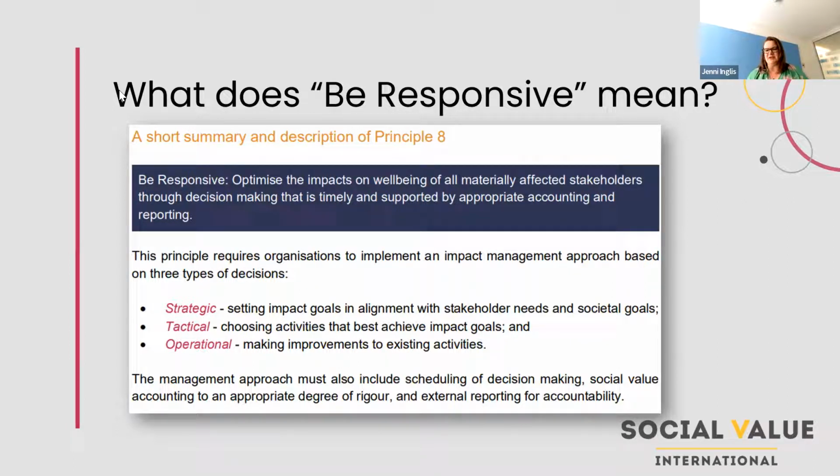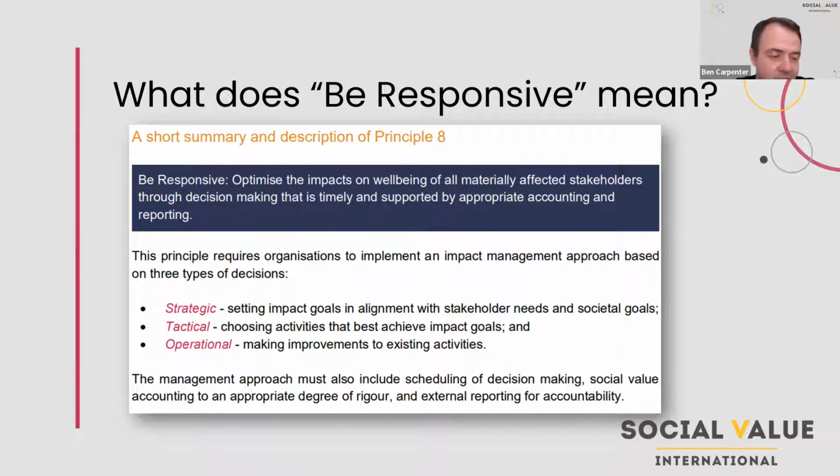So actually timely decisions are important, and this needs to be backed up with a set of social value accounts that are done to an appropriate degree of rigor, and there's more on rigor in a minute, and external reporting for accountability, so that people can actually understand and follow the important aspects of the decisions that you're making, and hold you to account in the case that they disagree on the extent to which you are meeting your objectives. So that's it in a nutshell.